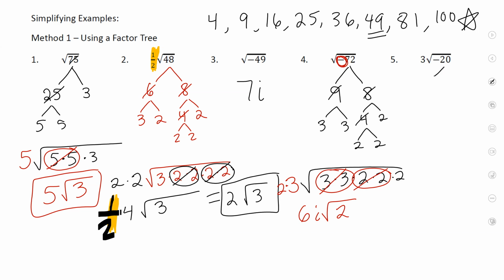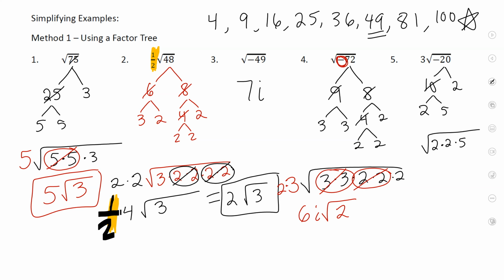Let's break down 20. What two numbers will multiply to give you 20? 10 and 2, I can take that. If you said 4 and 5, that is also fine. Just continue breaking it down. Let's break down 10. 2 times 5, perfect. So this is completely broken down. So 2 times 2 times 5 will go inside of here.